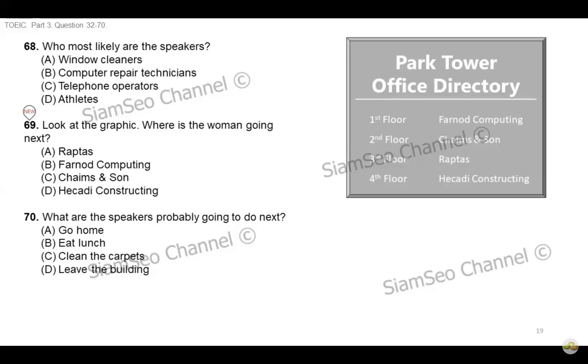Number 68. Who most likely are the speakers? Number 69. Look at the graphic. Where is the woman going next? Number 70. What are the speakers probably going to do next?